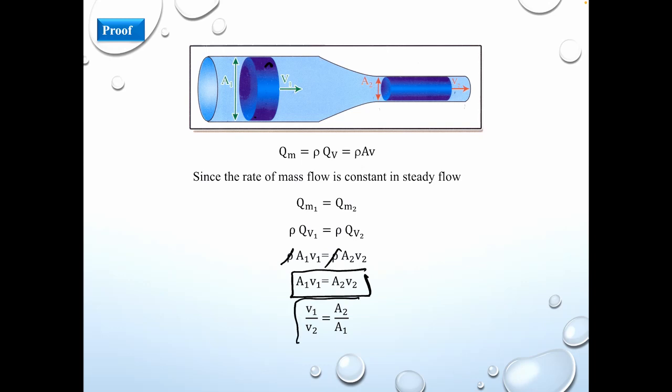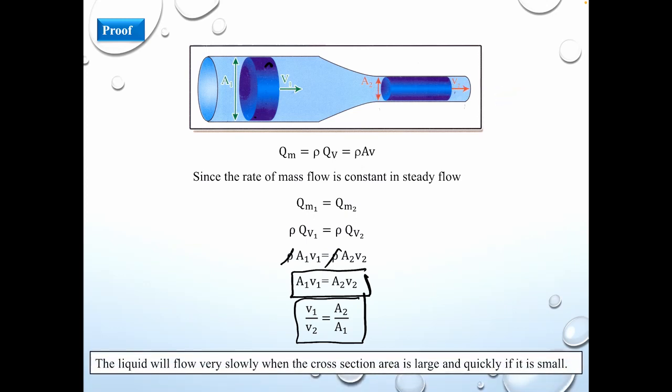Also, I can say that V1 over V2 equals area 2 over area 1. And this means that the relation between velocity, or the speed of the liquid flowing through, coming out from that tube or from a given cross-section area, is inversely proportional to the cross-section area. The speed is inversely proportional to the cross-sectional area. The liquid will flow very slowly when the cross-section area is large and quickly if it is small.